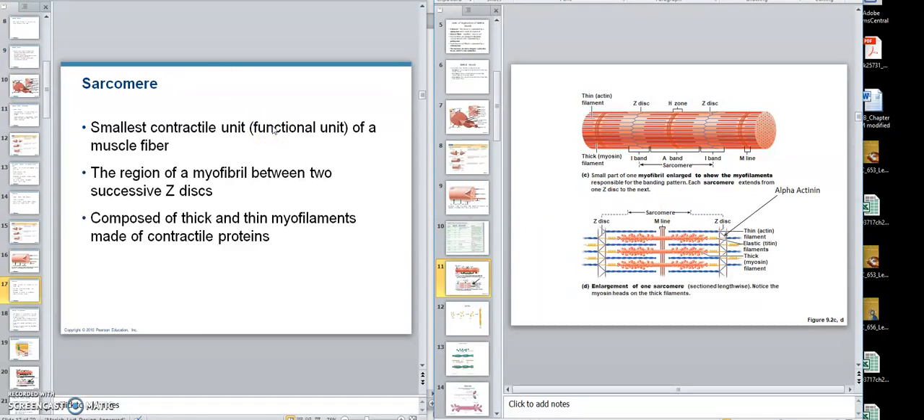You say, what's a functional unit? It's the least amount of anatomy that can explain all the physiology. So in other words, the muscle is made up of a bunch of sarcomeres. If I can explain how one of them works, I can explain the whole thing. All right. So what you have here is this actin.